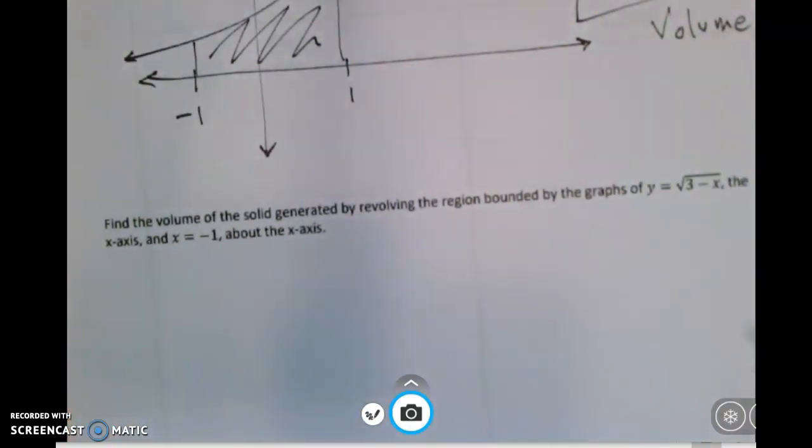Find the volume of the solid generated by revolving the region bounded by the graphs y equals square root of 3 minus x, the x-axis, x equals -1 about the x-axis. All right.